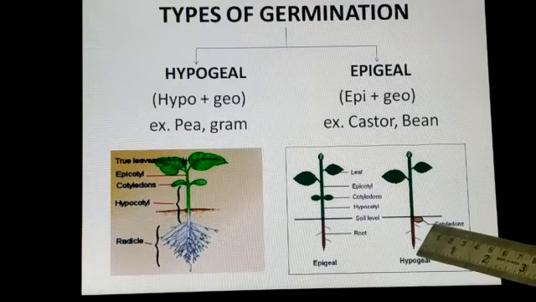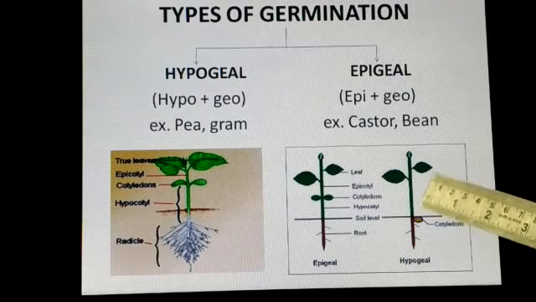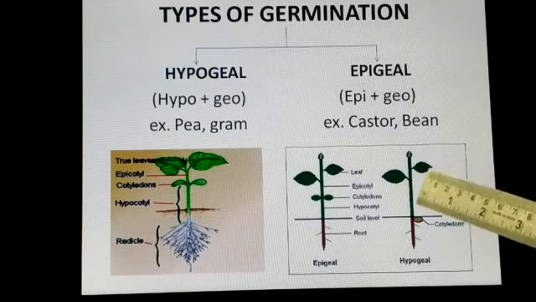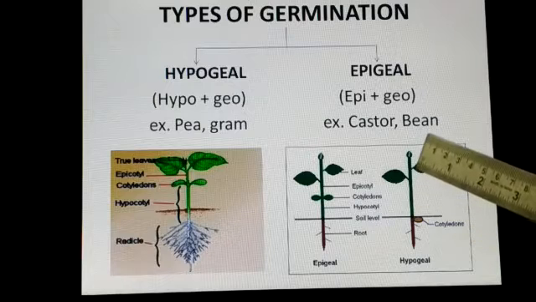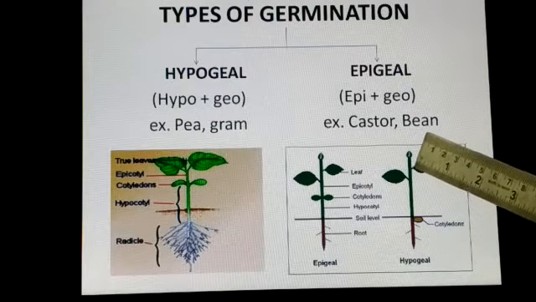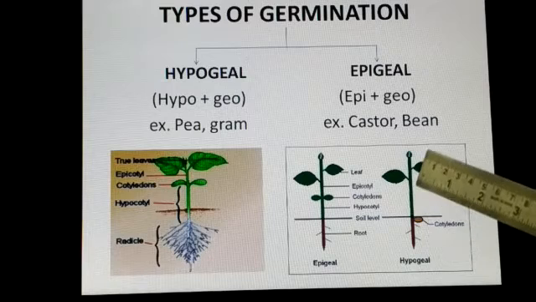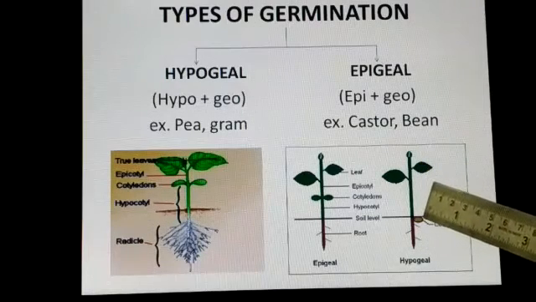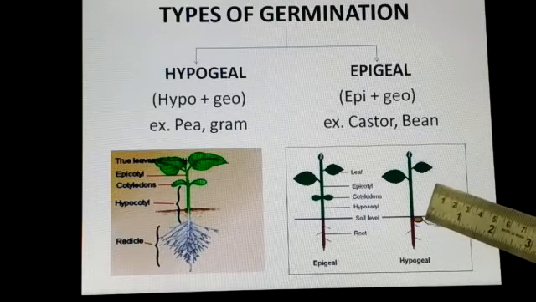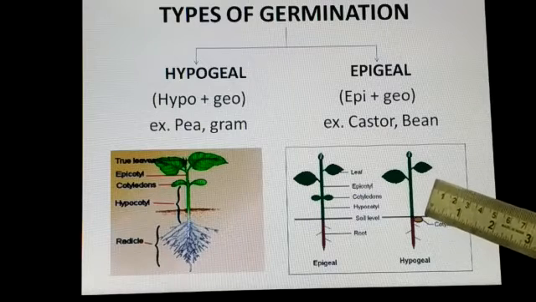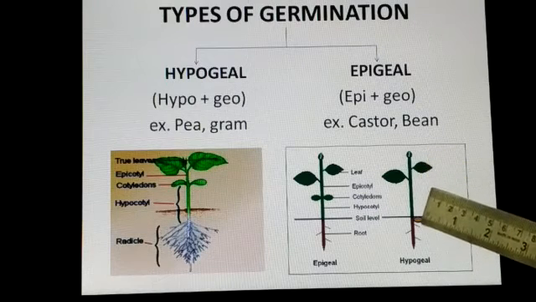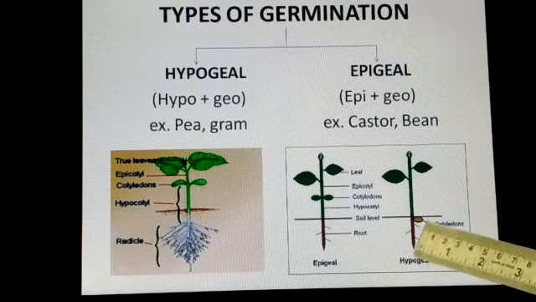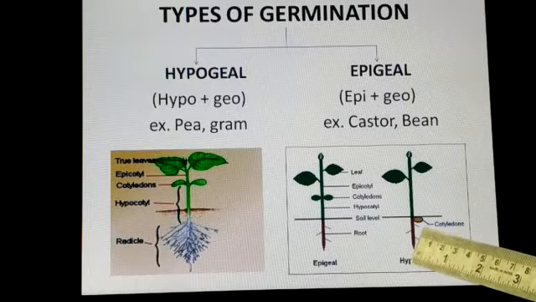Hypogeal germination is in which the epicotyl elongates more. Now, epicotyl is which part? The point from the cotyledons till the actual leaves are growing up, that is the plumule. This part, when it grows more, pushes the cotyledon below the ground. So such a germination is called hypogeal germination. In hypogeal germination, epicotyl elongates more than hypocotyl. Another point is cotyledons remain under the ground.